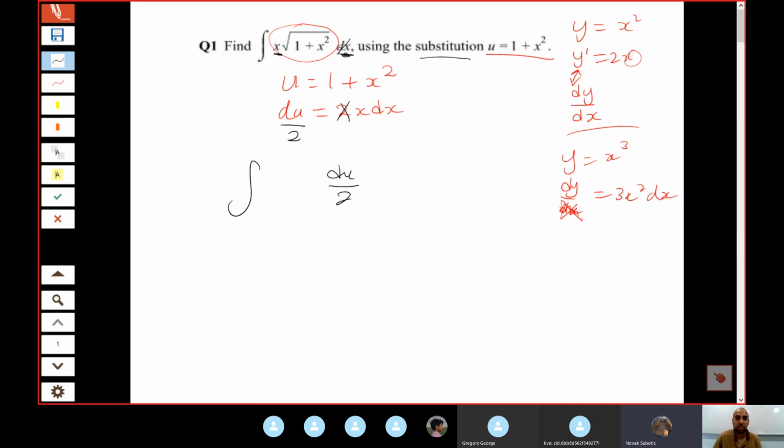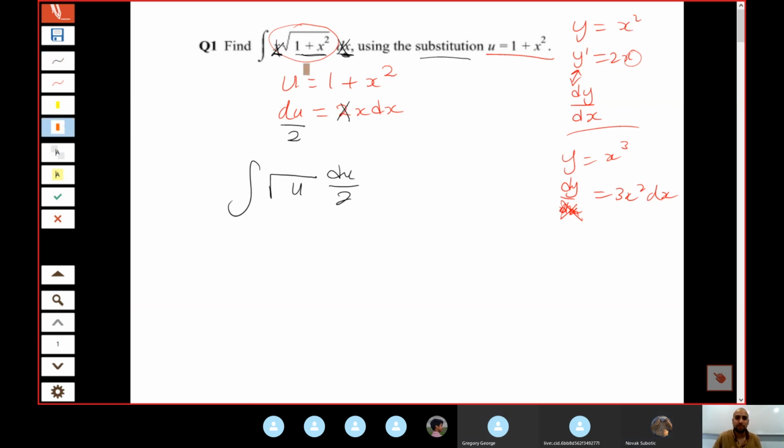x dx just got replaced for du on 2. Then all I'm left with is the square root of 1 plus x squared. 1 plus x squared is u, square root of u. Does that make sense? Let's go again.